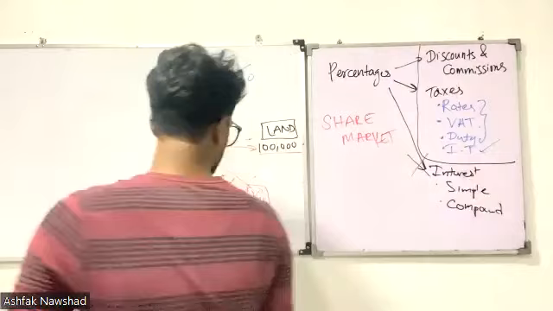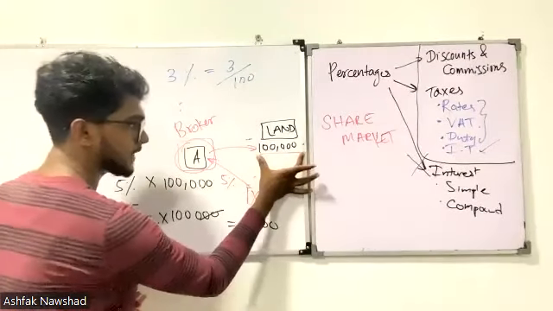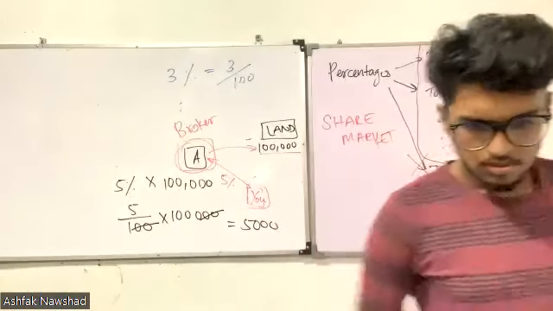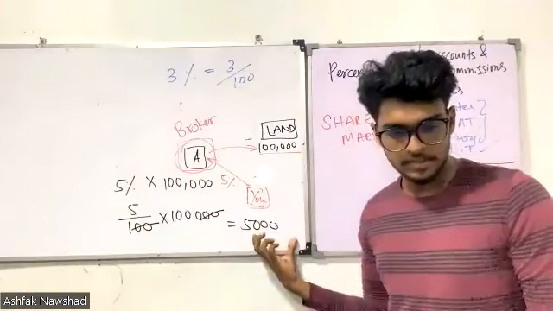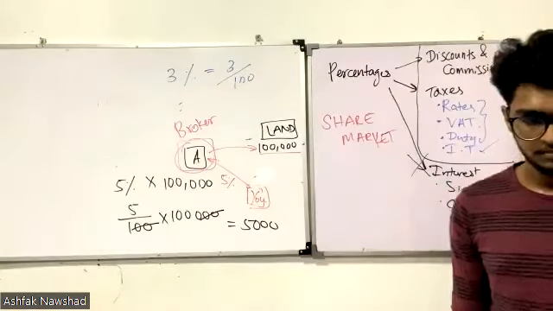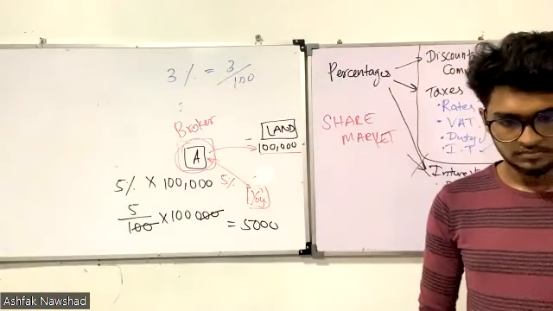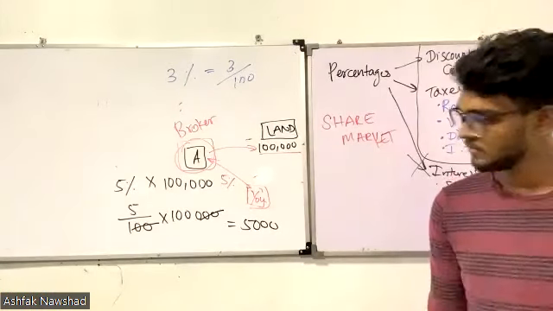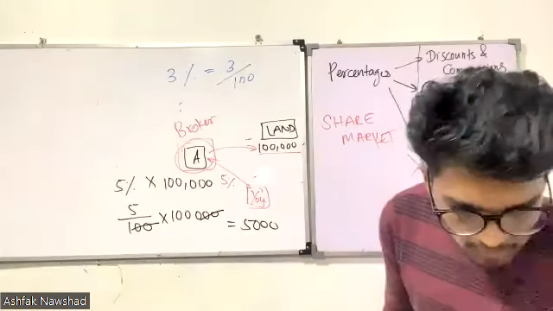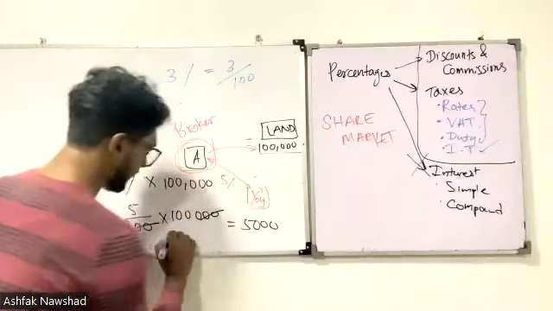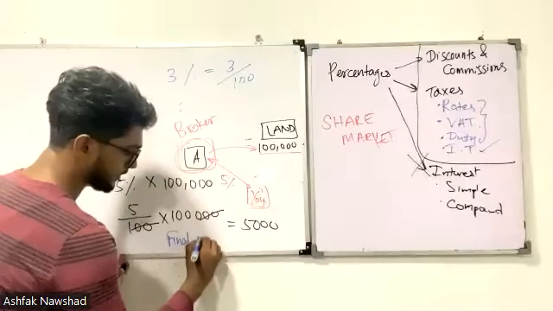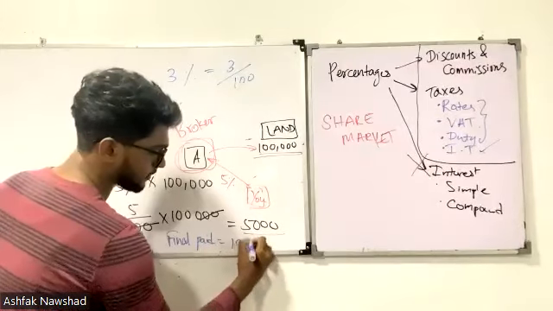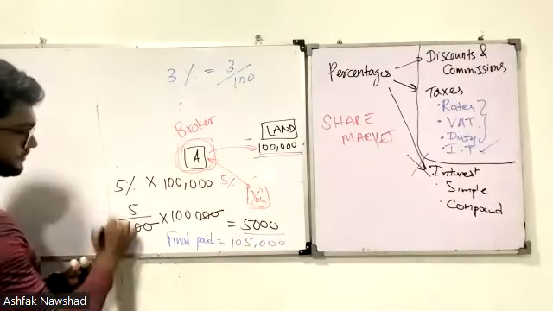So how much will you pay in total? You will pay the price of the land plus the commission, right? So how much is it? Yes, 105,000. So the final paid amount is 100,000 plus 5,000. That is 105,000. Is this clear?